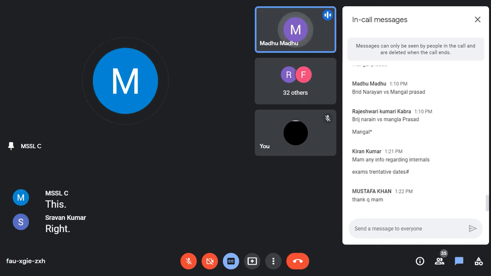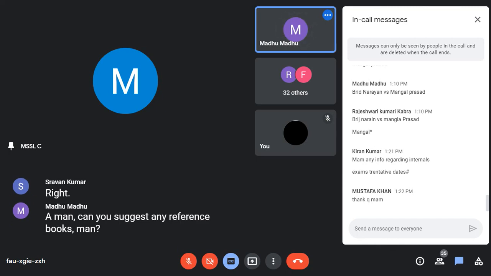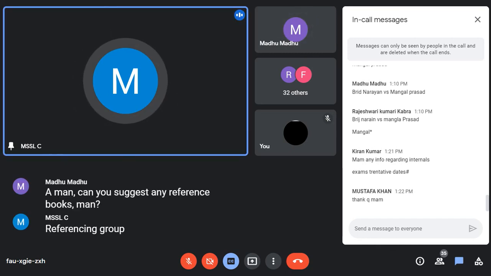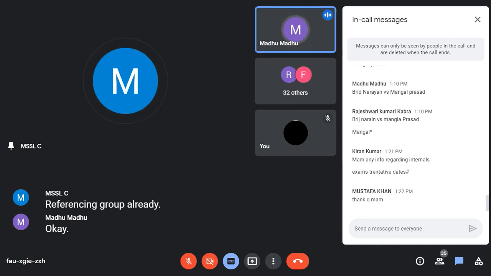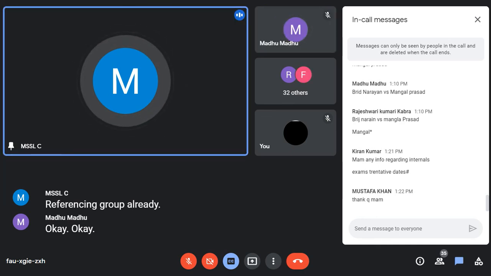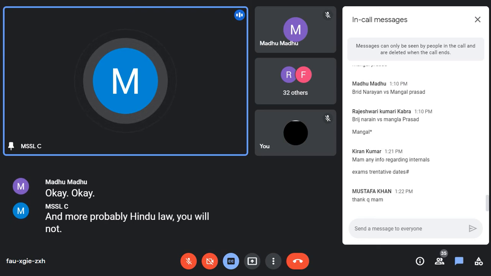Ma'am, can you suggest any reference books, ma'am? Okay. Okay, ma'am. Thank you. More probably Hindu law you will not need also. Whichever book you read, that will be easy for you.